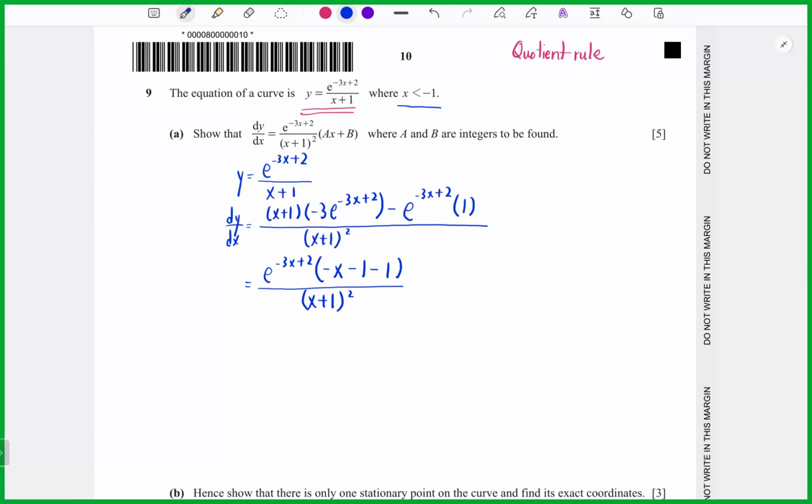Sorry, I forgot one thing here. Actually, it's only to multiply by 3, so negative 3x, negative 3, negative 1. So you'll get the answer e^(-3x + 2) times (-3x - 4) over (x + 1) squared. I hope you can get it.